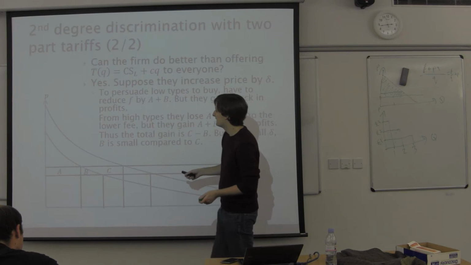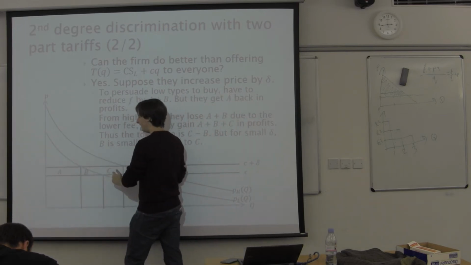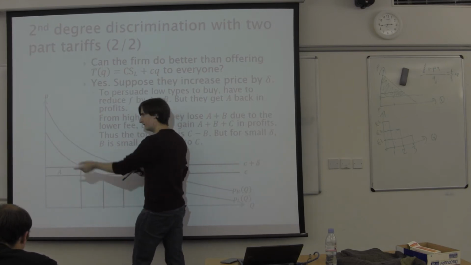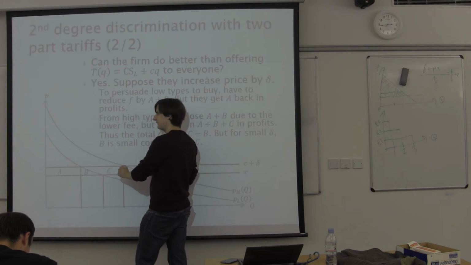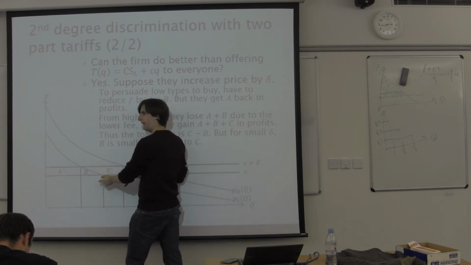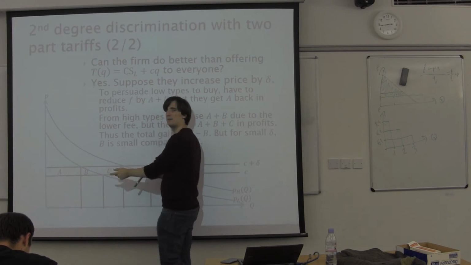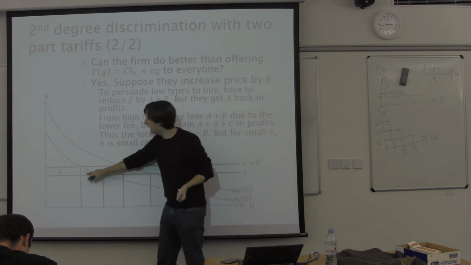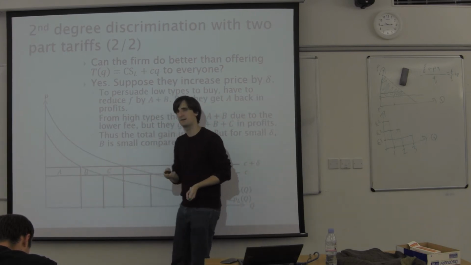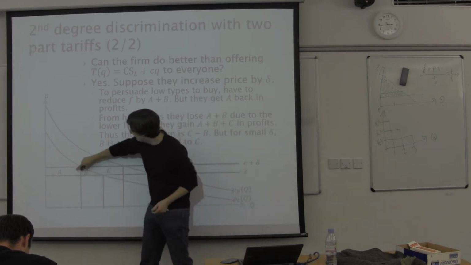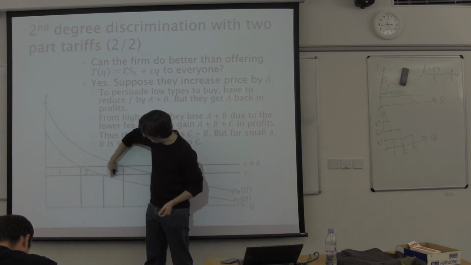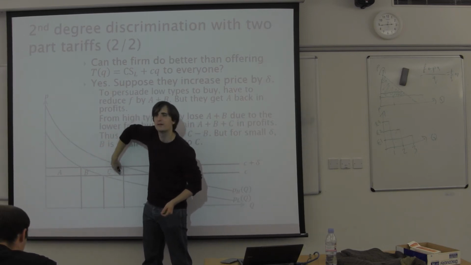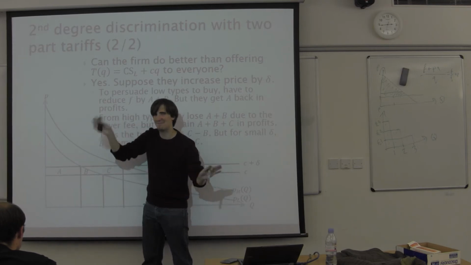So in total, from selling to a high type, they've lost A plus B, they've gained A plus B plus C. So in total, they've gained C. So from selling to a low type, they've lost B, from selling to a high type, they've gained C. So whether this is good for the firm or bad is going to depend on whether B is bigger or smaller than C. But if you look at B, it's a triangle, right? Whereas C has a box bit to it. It's all very rough and ready, I know.